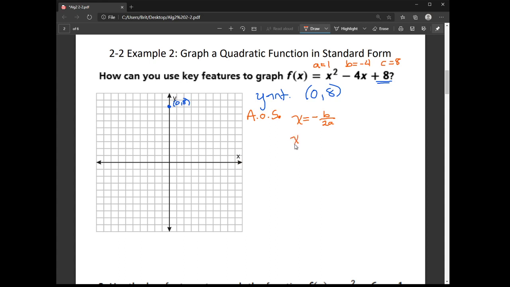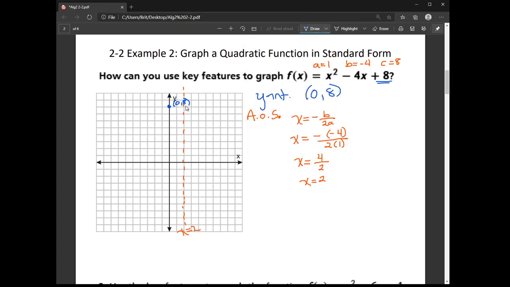So to find my axis of symmetry, I get negative b, so negative 4 over 2 times a, which is 1. I simplify this double negative and get a positive 4. And then 2 times 1 is 2. So this axis of symmetry is at x equals 2. So I'm going to go ahead and put a nice little dotted line right there. And usually I try to label on the graph whatever line or whatever point I put.